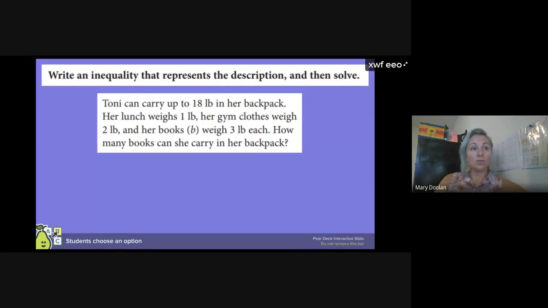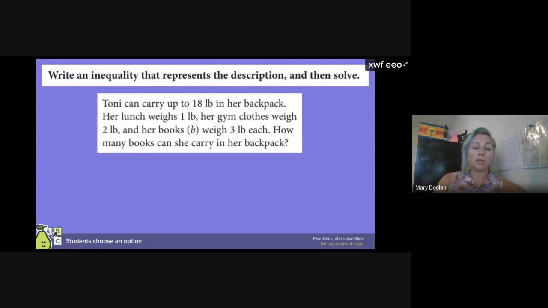3 is the weight of the number of books. 1 is the weight of the lunch. 2 is the weight of the clothes. If I add all that together, should it be less than or equal to 18, or should it be greater than or equal to 18? What does the first sentence tell us in our example? Tony can carry up to 18 pounds.